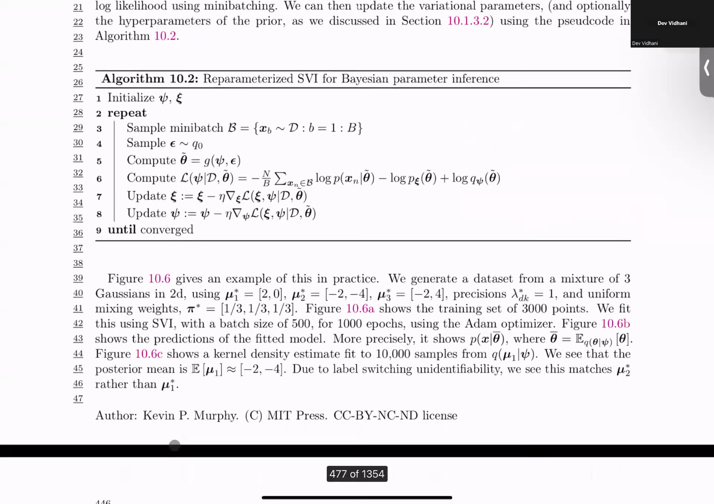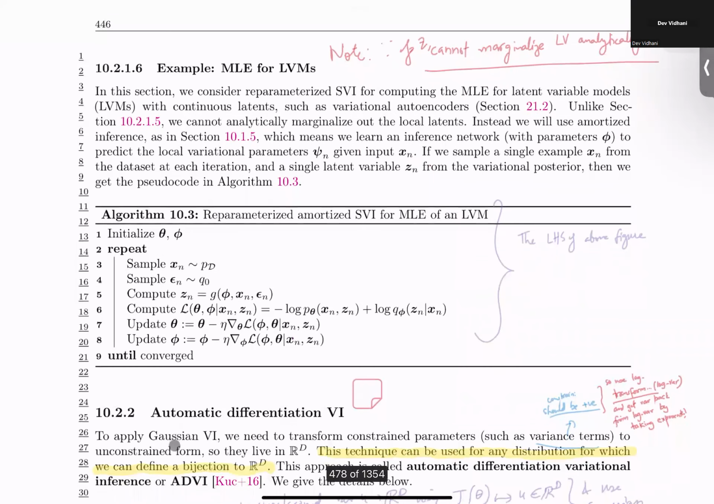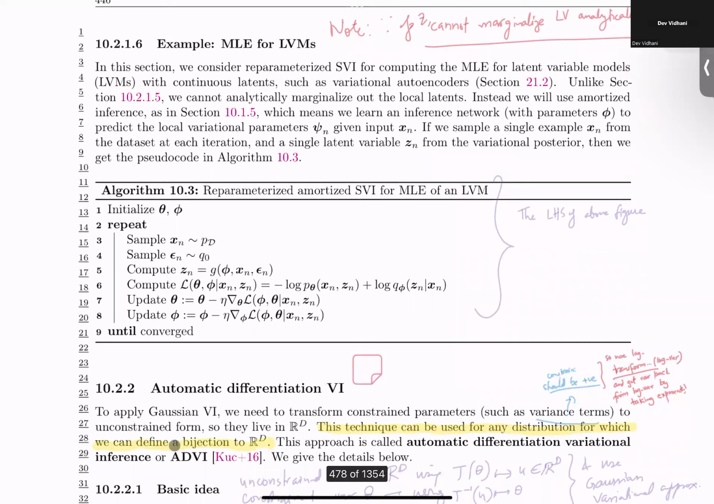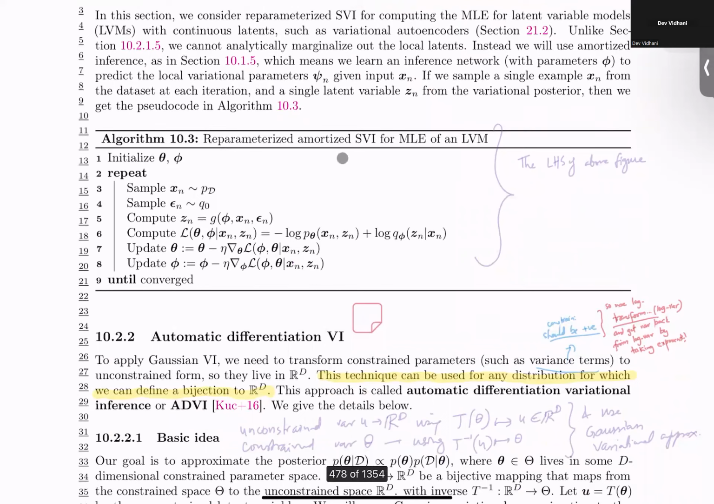All right. So I will skip past some of these sections. Again, these are more details and different kinds of reparameterized, amortized SVI, which is actually what we'll read anyway in VAE. So I'll skip past.